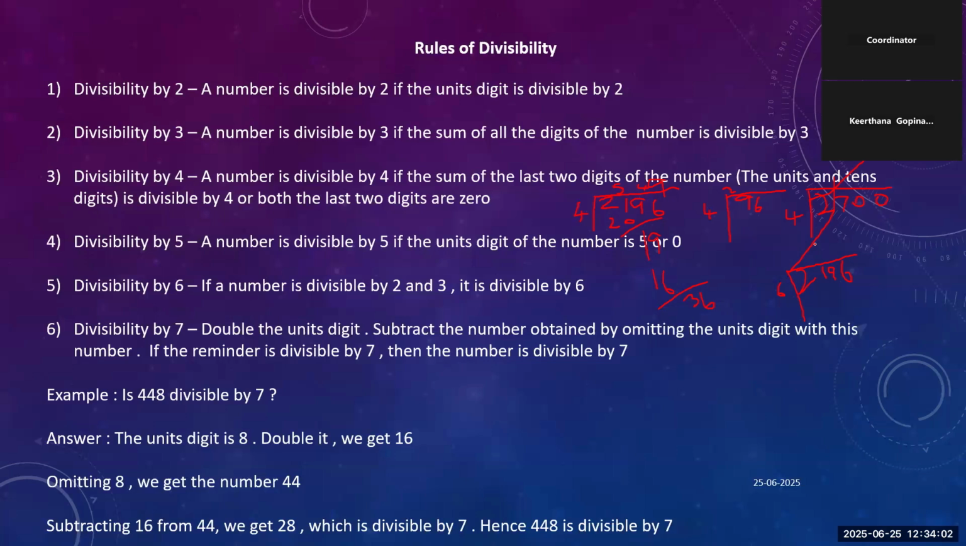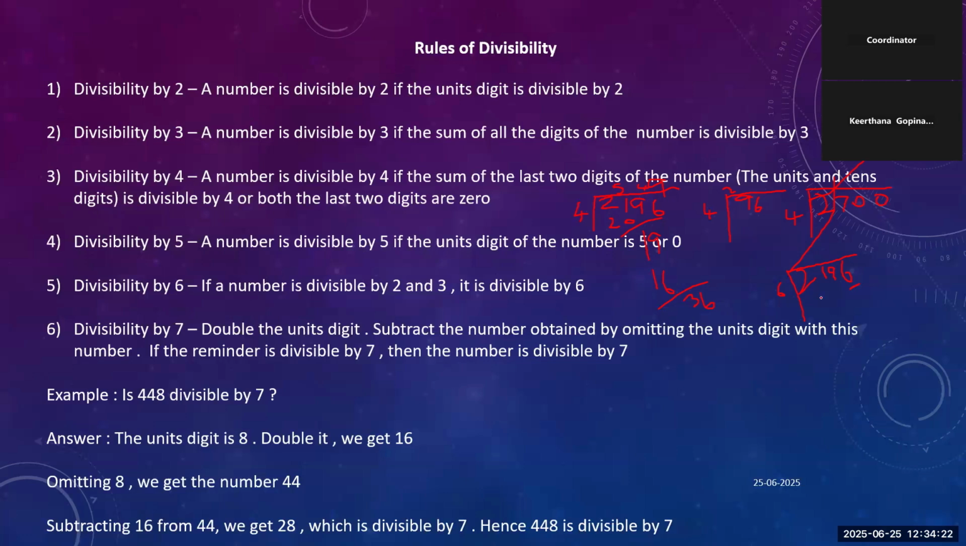Now, a simple way to find out is, find out if this 2196 is divisible by 2. What is the rule for divisibility by 2? If the unit digit is an even number, then it is divisible by 2. So here the unit digit is 6. It is divisible by 2, correct?